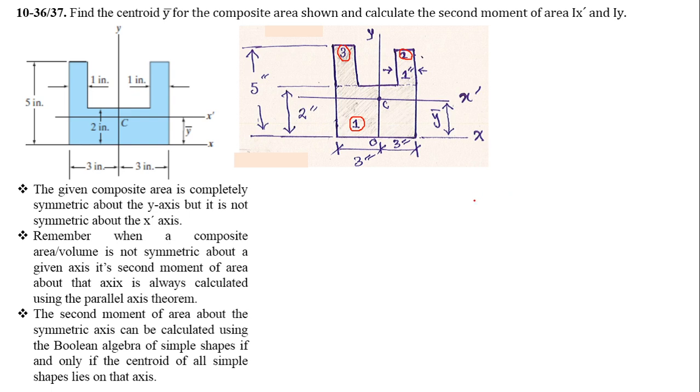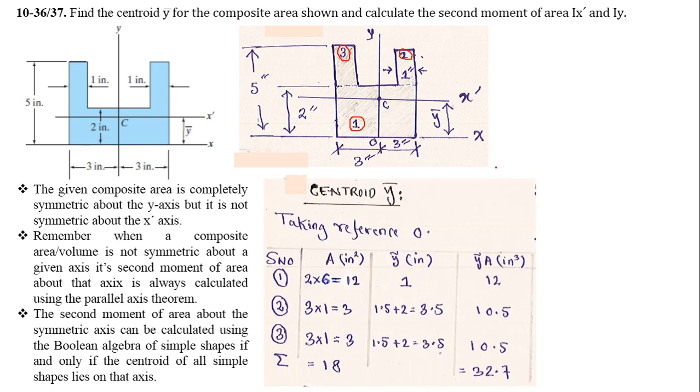And then you have already performed the calculations of centroid in chapter number 9. You have to make a table. So for centroid you need to make a table, and you need to define the reference. So I have taken the reference at this point O, exactly the point at which this vertical axis and this x-axis are intersecting. So from this point we are going to measure everything. So we have three simple shapes, 1, 2, 3.